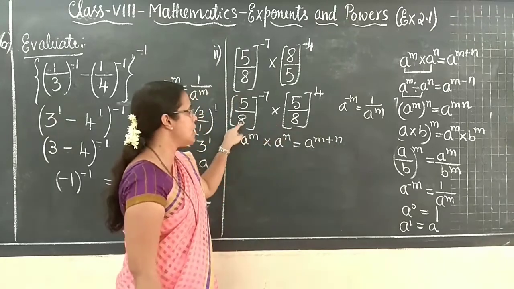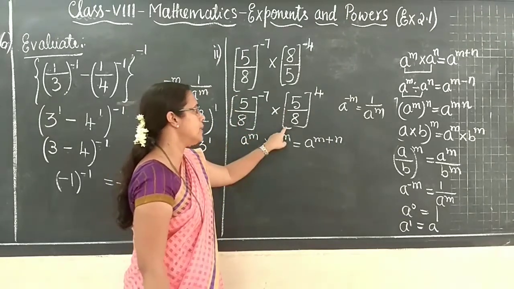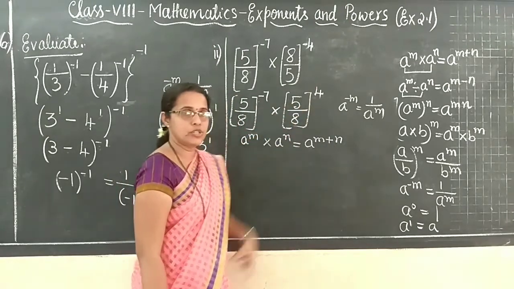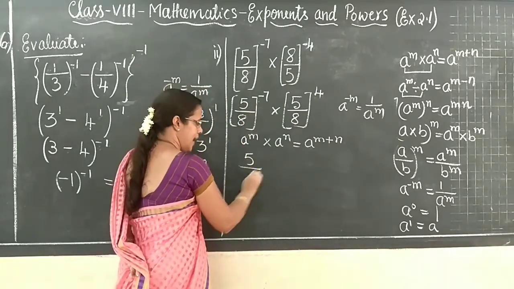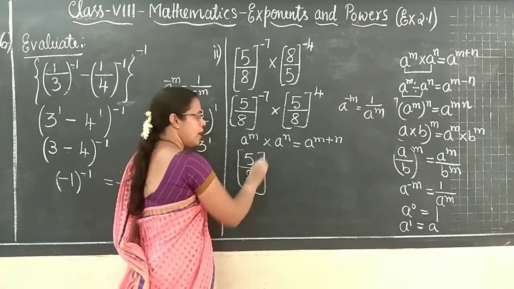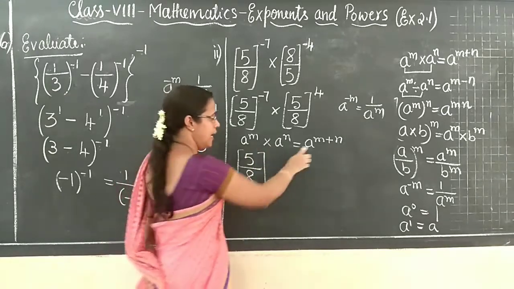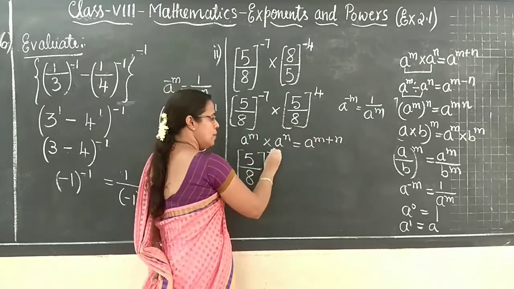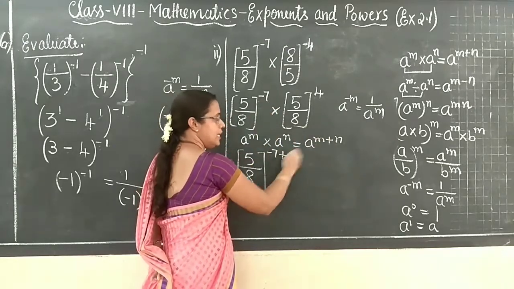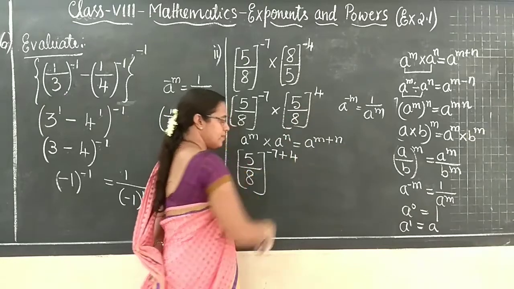So bases are same. 5 by 8, 5 by 8. Powers you have to add. Let us add the power, children. 5 by 8 right as it is. m plus n: m is minus 7, plus n which is 4.